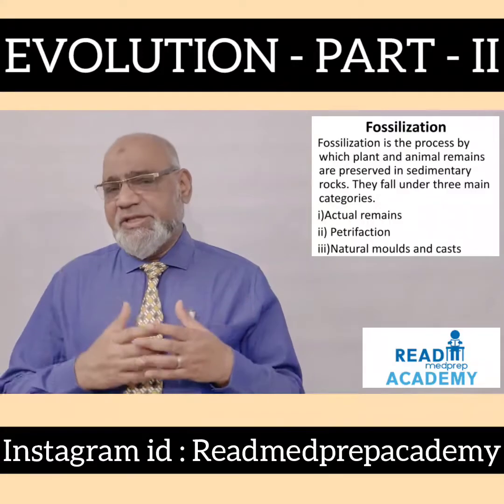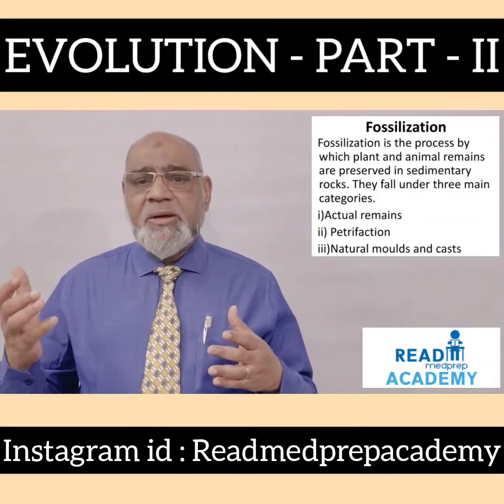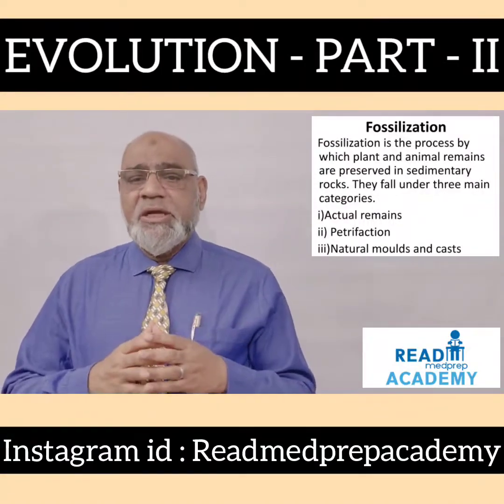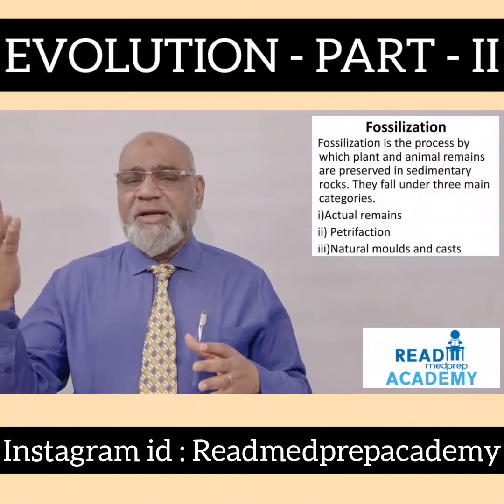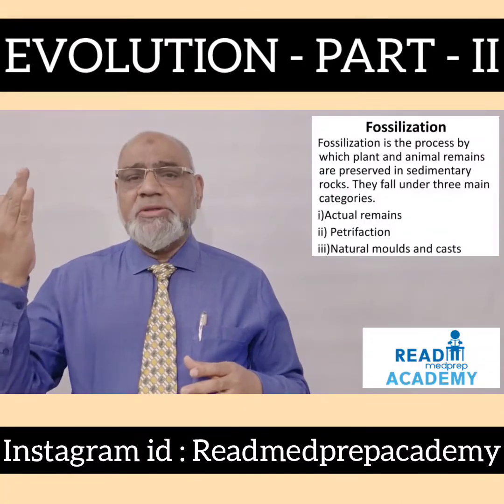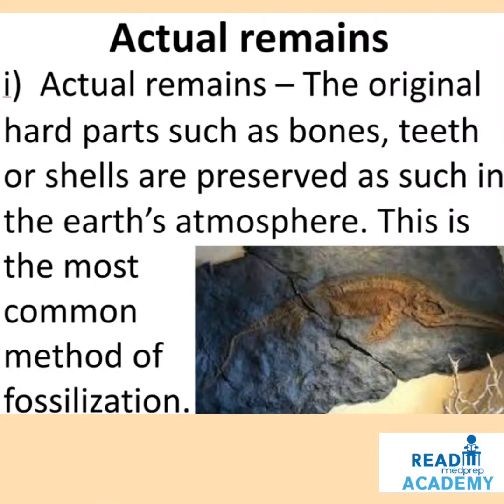What is fossilization? It is the process by which plant and animal remains are preserved in sedimentary rocks. They fall under three main categories: actual remains, petrifaction, and natural molds and casts. Actual remains: the original hard parts such as the bones, teeth or shells are preserved as such in the Earth's atmosphere. This is the most common method of fossilization.